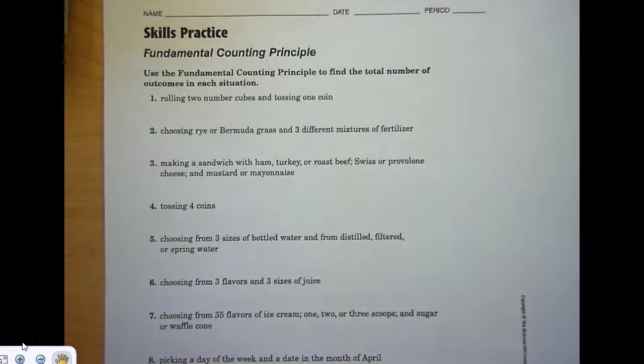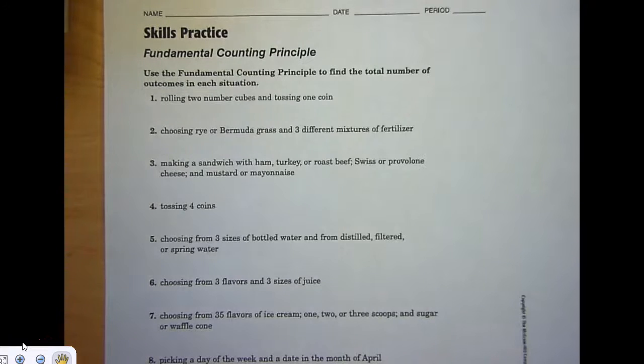All right, so let's look at this other sheet, the fundamental counting principle. Use the fundamental counting principle to find the total number of outcomes in each situation. You already know how to do this. That's what we did yesterday when we just multiplied the outcomes. So the fundamental counting principle just means that you multiply all the different things together. So, number 1, rolling 2 number cubes and then tossing a coin. So what's a number cube? A dice.